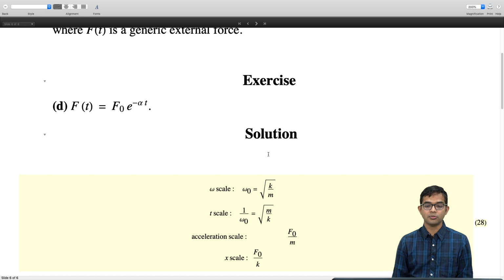Instead of using 1 over omega naught, I could have also used 1 over alpha as a time scale, or I could have used some linear combination of these two, right? Or something like 1 over square root of omega naught squared plus alpha squared, for example, or something else, right? Some very complicated thing. So there are actually infinitely many ways of doing non-dimensionalization, and depending upon the precise details of your problem, maybe one is more convenient than the other, but none of these can be wrong.